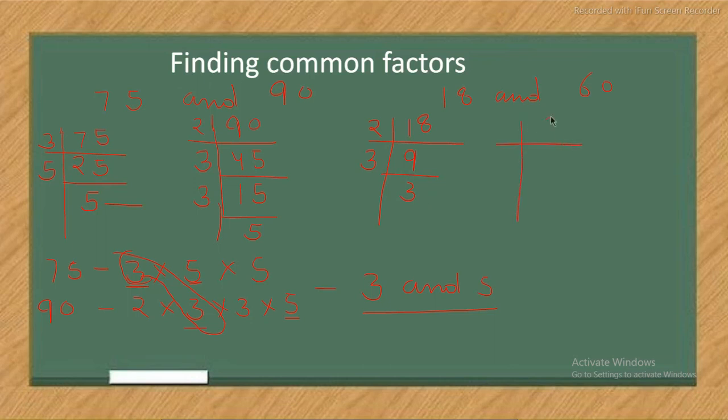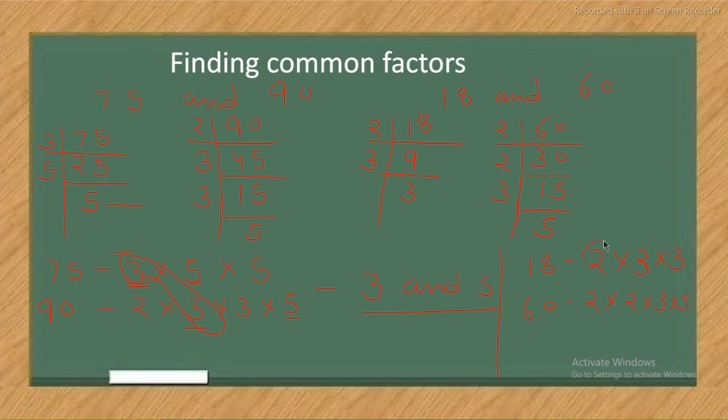Now I will do the same process with 60. 2 30s are 60, 2 15s are 30, and 3 5s are 15, and I have 5 as a prime factor, so I will stop the process. Now I will see what are the common factors of 18 and 60. The prime factors of 18 are 2 multiply by 3 multiply by 3. Now 60 is 2 multiply by 2 multiply by 3 multiply by 5.